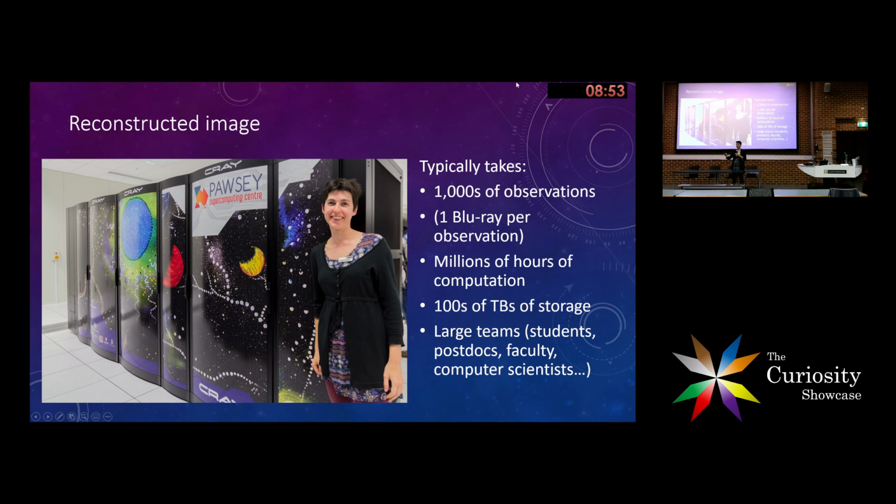You can get a larger field of view by making your telescope smaller, but then you've got less collecting area, so then you've got less sensitivity. So there's this trade-off. But generally it takes thousands of observations to look at the whole sky, and as I say, that's a big data storage problem. You've got a Blu-ray per observation. Doing all of these Fourier transforms is very expensive, and that's the main thing that our supercomputers are doing.